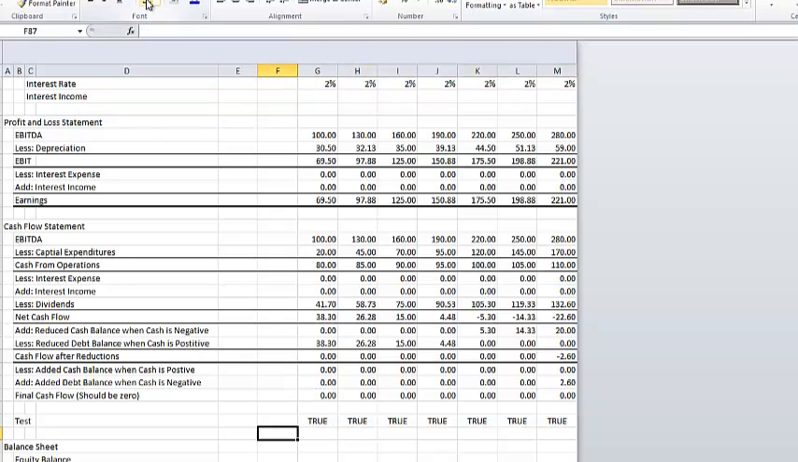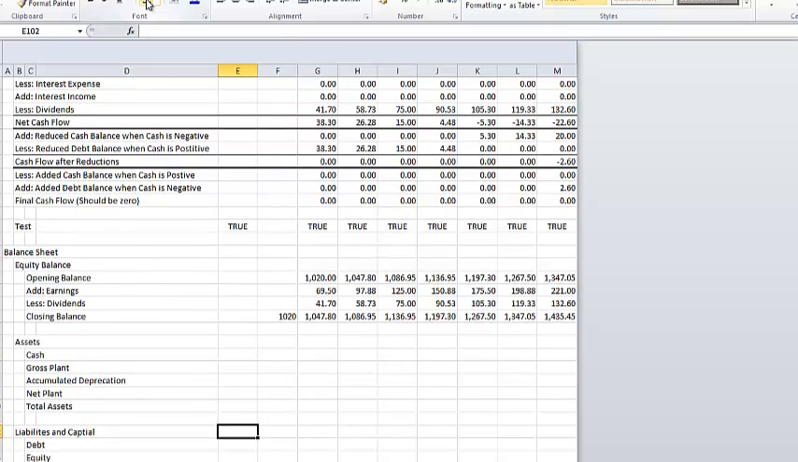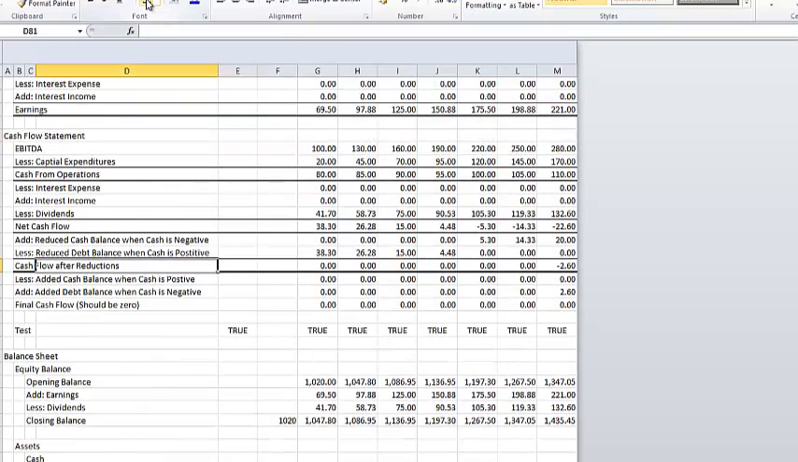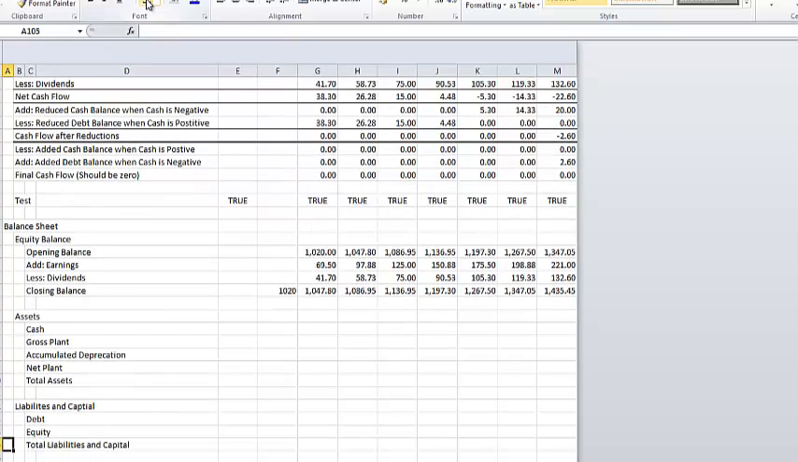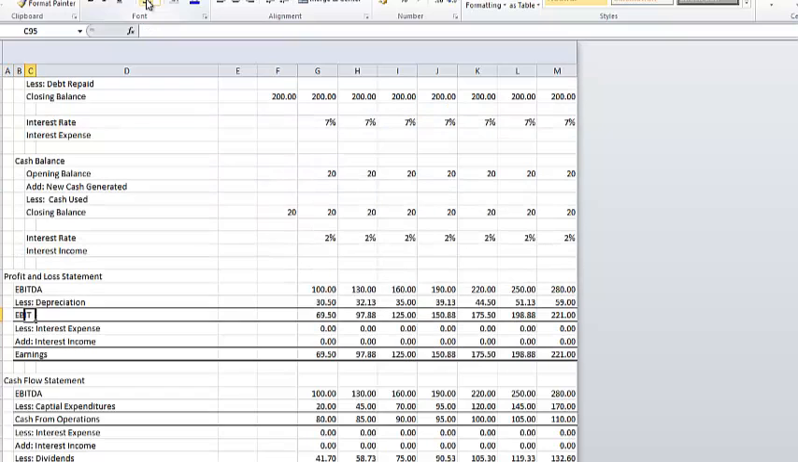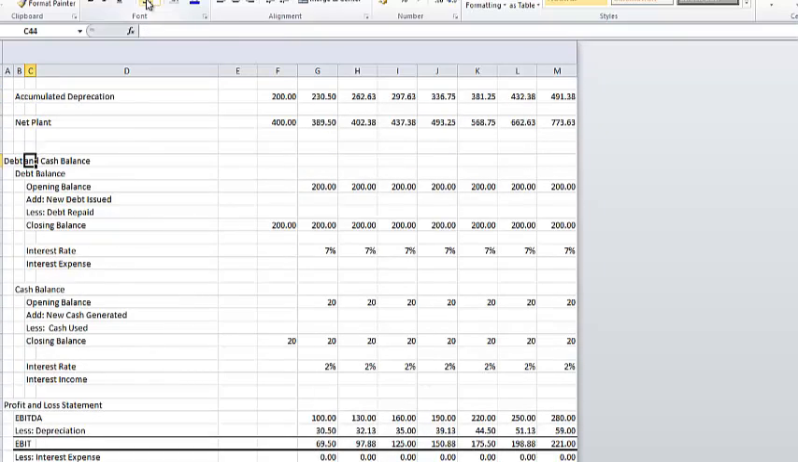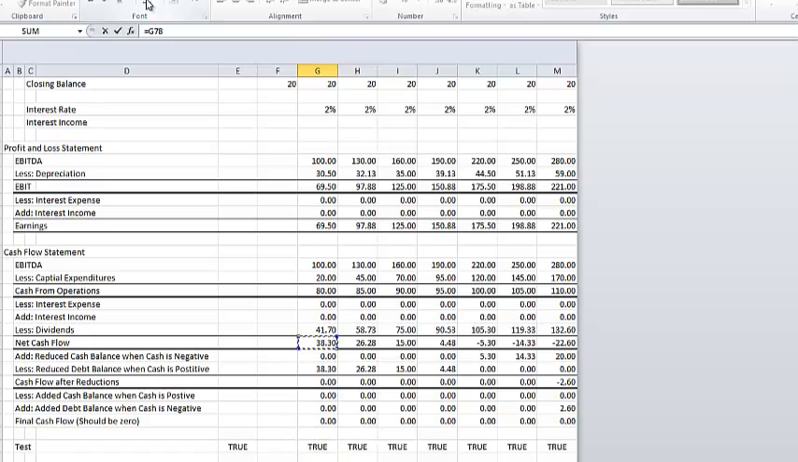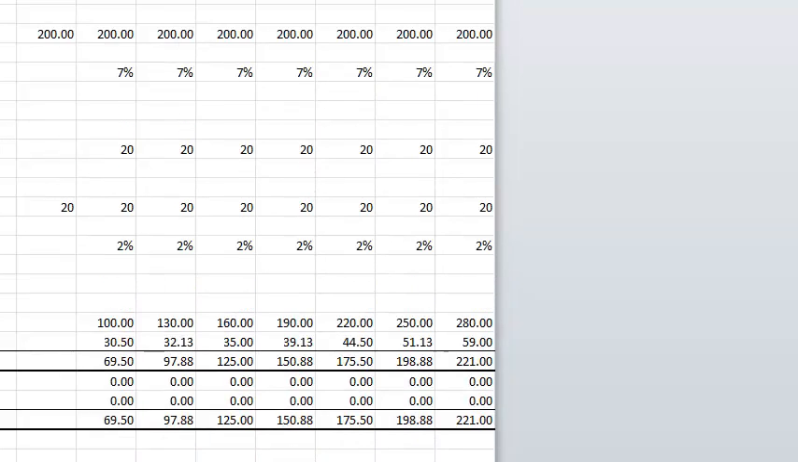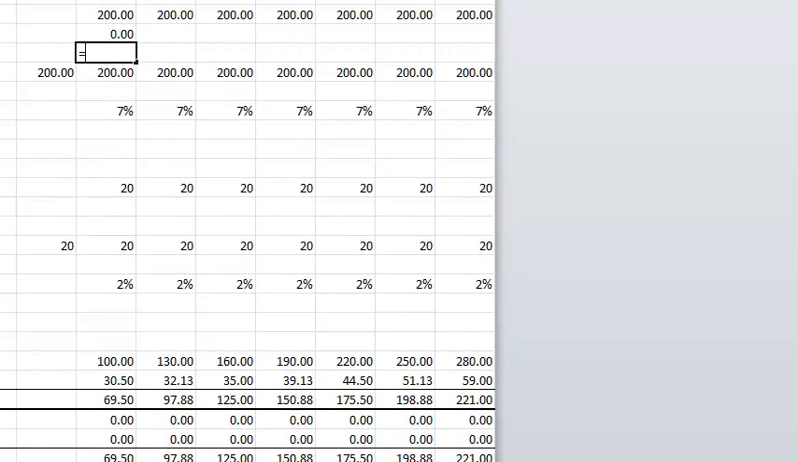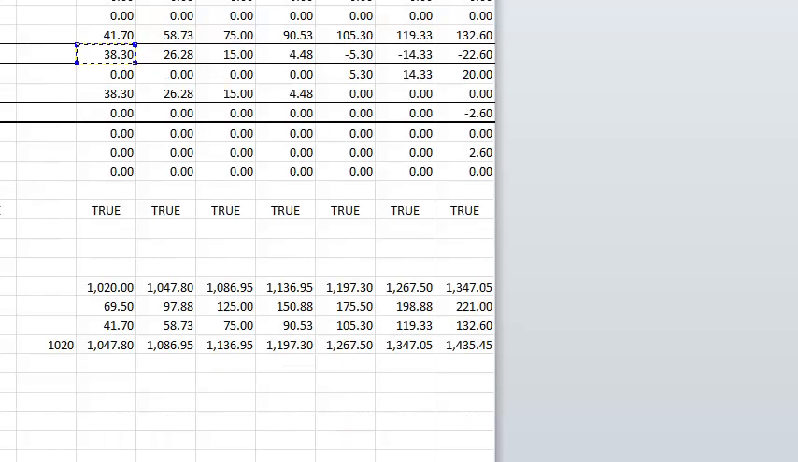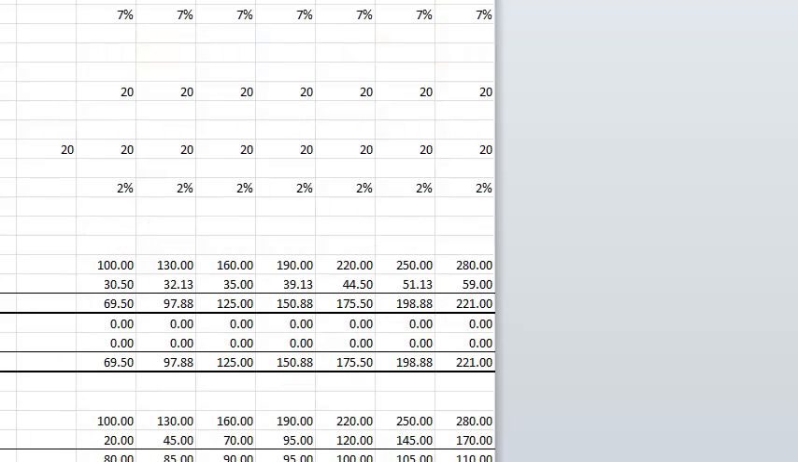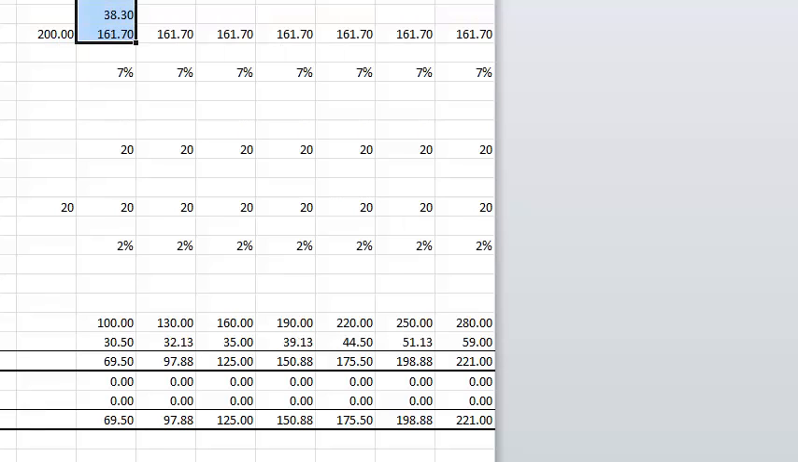Okay, and then we can put an AND on the test to make sure it always works. All right? That's a little bit of a cash flow statement, a waterfall, excuse me. Now we just have to link up the rest of the model. The new debt issued is the added debt down here. The debt repaid is the reduced debt here. So now we can do this.